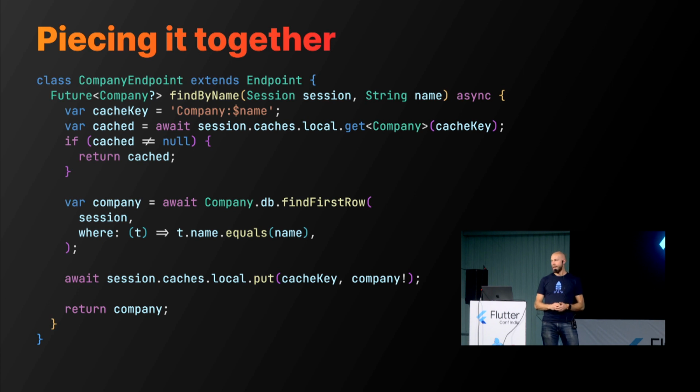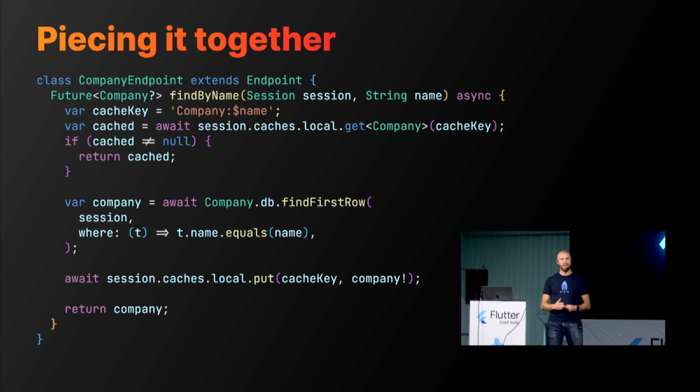And then we can use the session object to access the cache. There's a number of different caches in Serverpod. So we can use the local cache, or we can use a global cache. And if we use the global cache, we use a cache in Redis that can be shared across servers if we need to make sure that the cache is consistent. And we just try to get a cached object using the cache key.